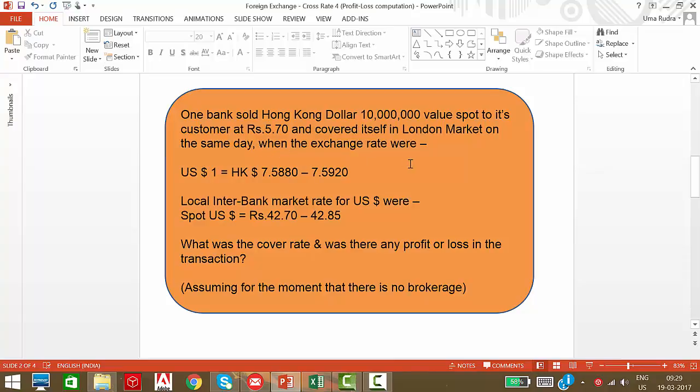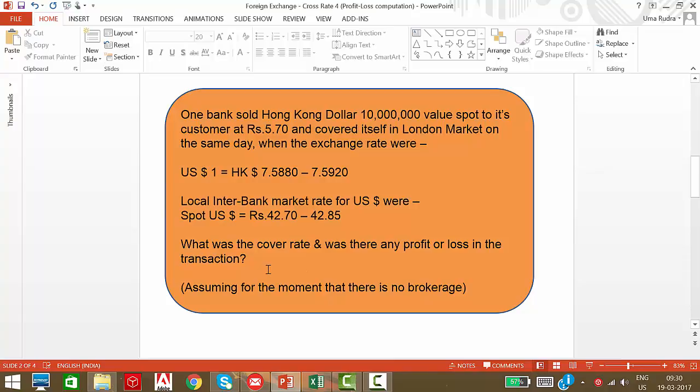So at that point of time the exchange rate where 1 US dollar was quoting Hong Kong dollar, bid rate 7.5880, ask rate 7.5920. So this is the rate that was quoting in the London market, and the local interbank rate for US dollar was quoting 1 US dollar equals to INR 42.70 bid rate, 42.85 ask rate.